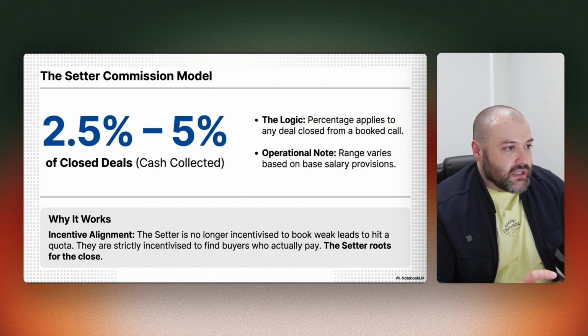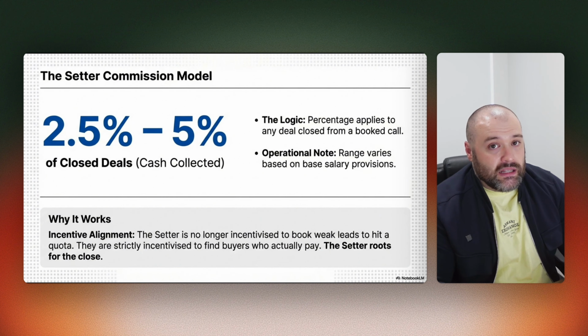So next is obviously the commission structure. 2.5 to 5% is pretty standard. Now, I would say anything below a $5,000 ticket price, 5% of the cash collected, that's fine. Anything above, 2.5%, just because the value is different. You can choose to pay a small base salary. That's completely up to you and how you want to attract people to your team.